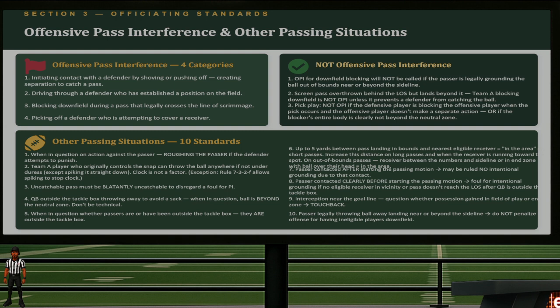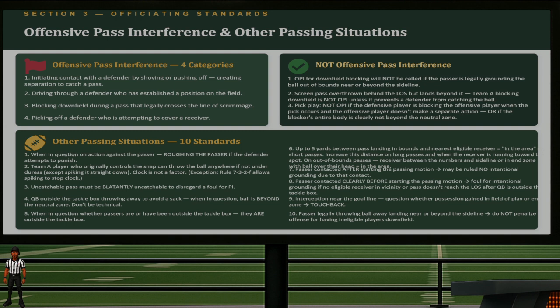Standard 6. Up to 5 yards between where a pass lands in bounds and the nearest eligible receiver may be used for determining the receiver is in the area during short passes or when the receiver is relatively stationary. Increase this distance on long passes and when the receiver is running toward the spot where the pass lands. When the pass lands out of bounds, an eligible receiver is in the area if they are between the top of the numbers and the sideline, or in the end zone, and the pass is thrown over the vicinity of the receiver's head.